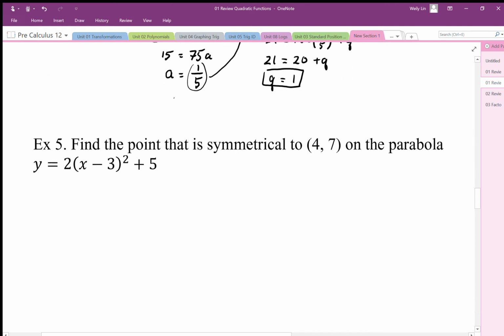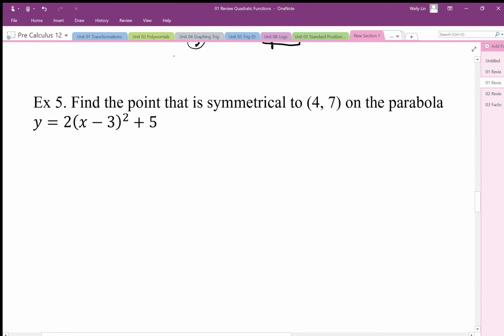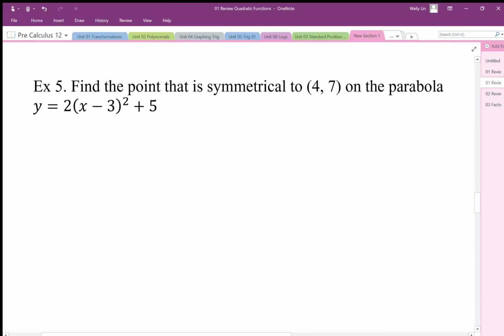Okay, so here's another problem. Let's sketch this graph. We want to find points symmetrical to (4, 7) on this graph. So let's just double check, make sure that (4, 7) is on the graph. So (4 minus 3) squared times 2 plus 5 equals 7, yeah. So this coordinate is on that graph.